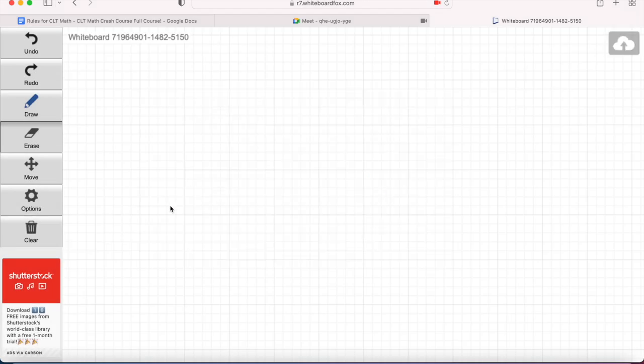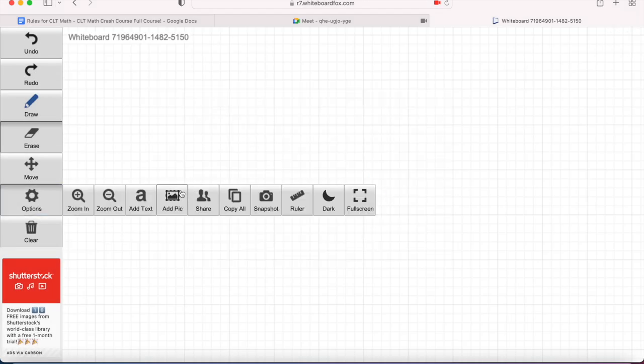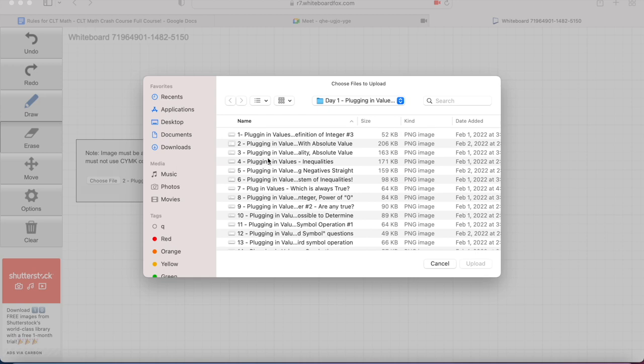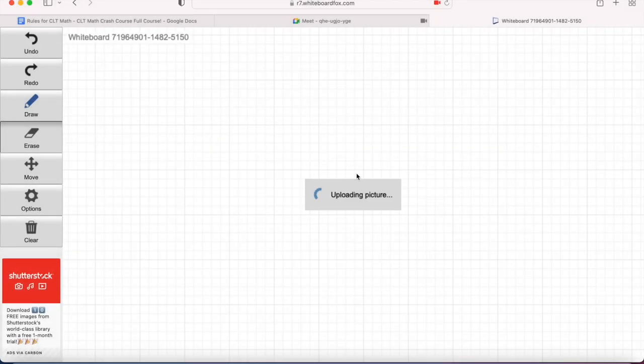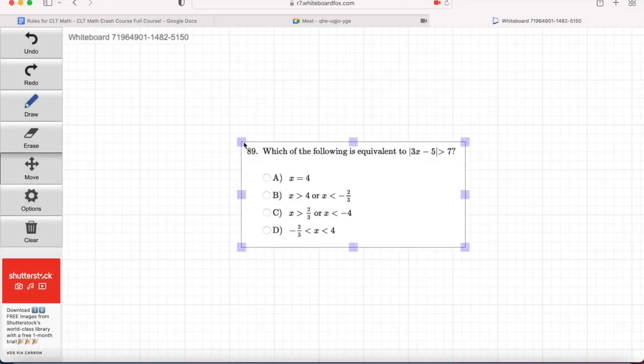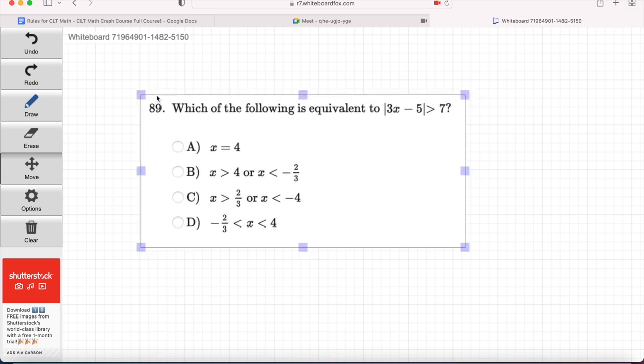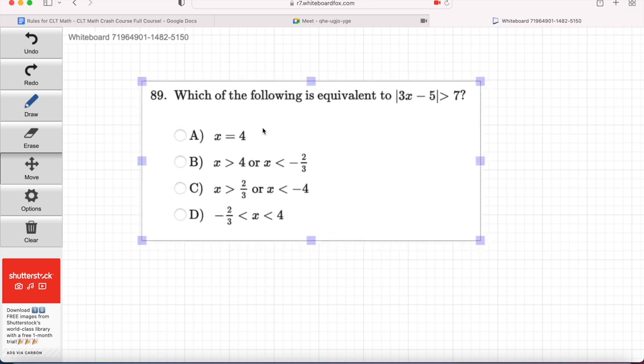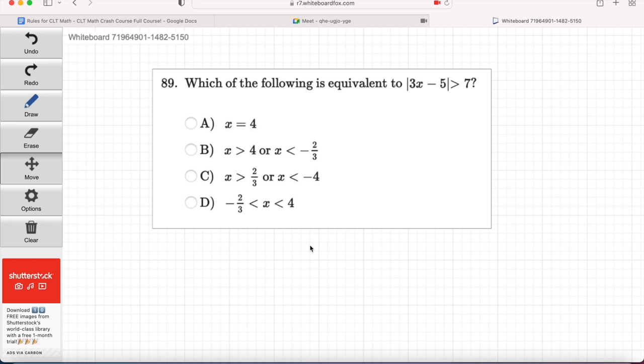I'm going to bump up the level of difficulty a little bit on some of these questions. I think we've got another absolute value question here. This adds another little element: we've got an inequality on question 89. Kara's going to read question 89 for us, please. Which of the following is equivalent to the equation? The absolute value of 3x minus 5 is greater than 7.